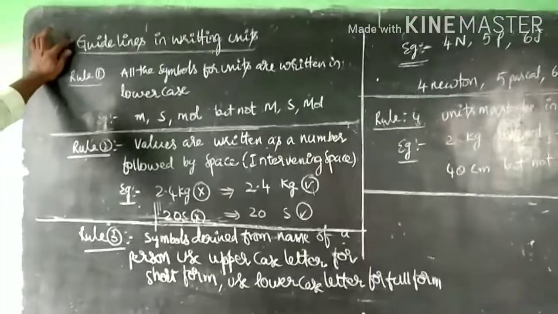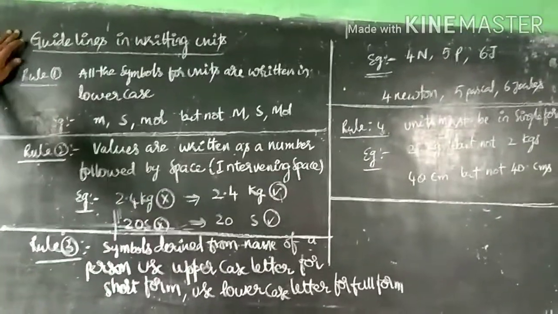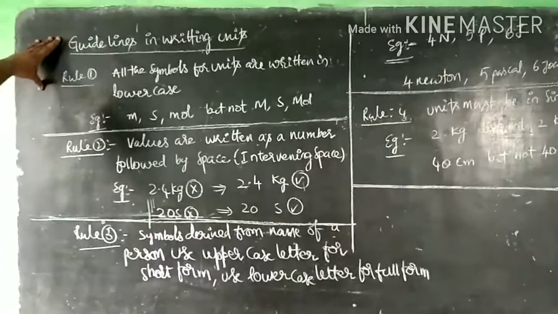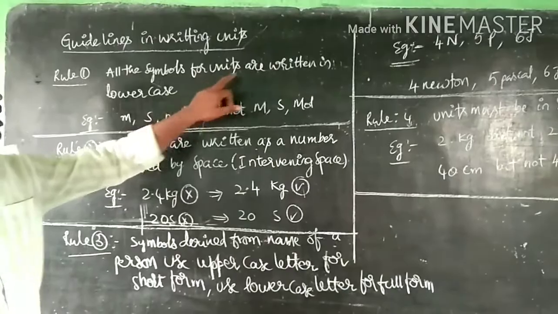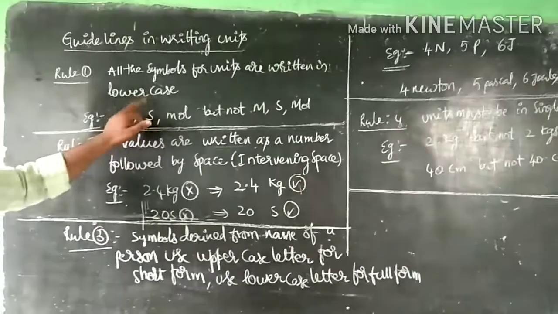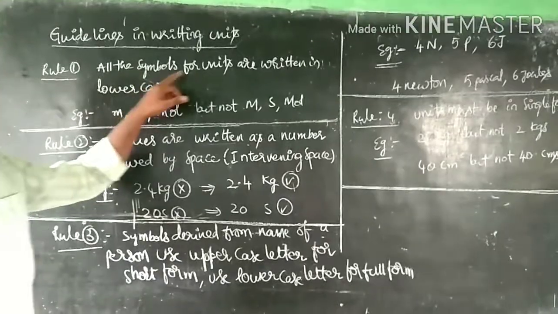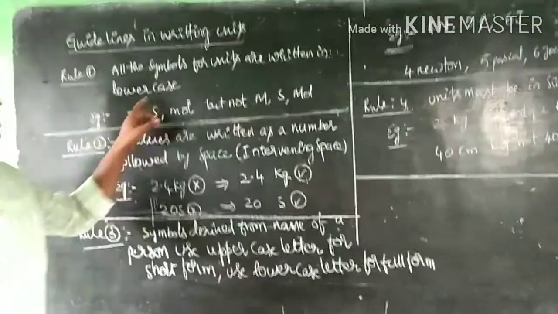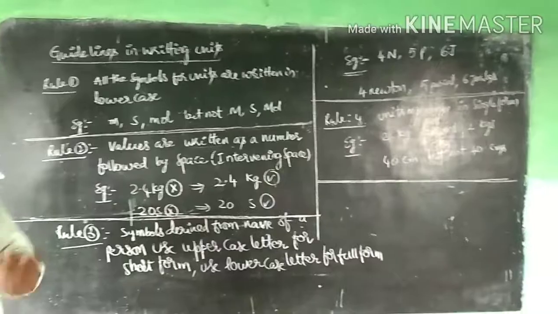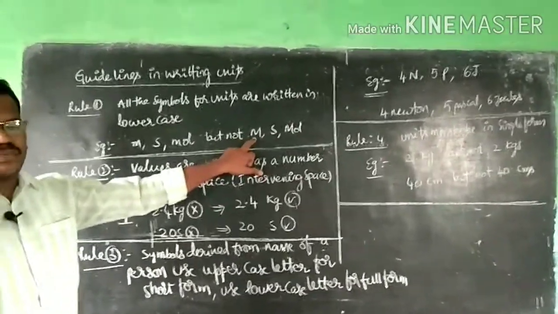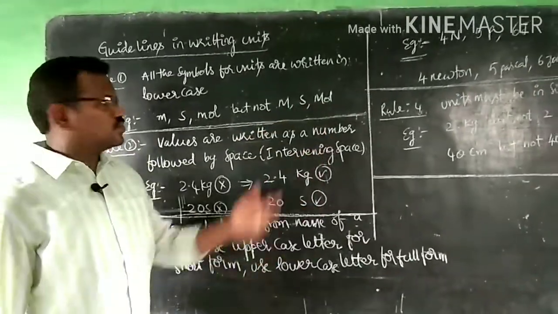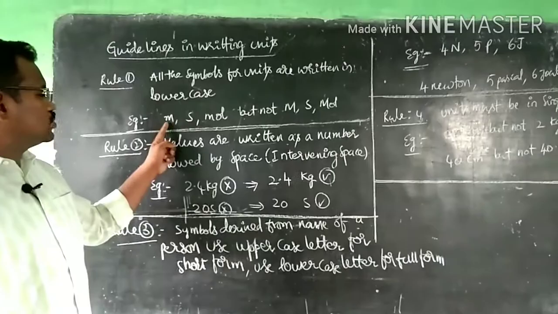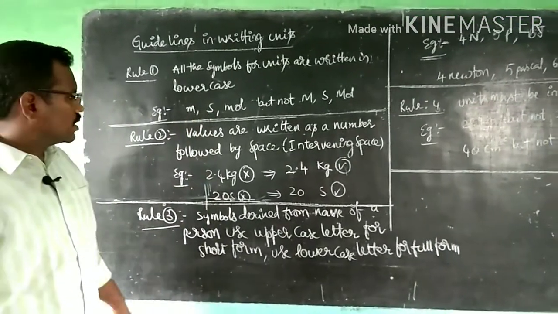While writing the units, we follow some guidelines. There are certain rules while writing the units. Rule 1: all the symbols for the units are written in lower case. Lower case means small letter. Generally, for meter we would write capital M, for time second, for mole MOL. We should not write like this. Always we should write small m, small s.